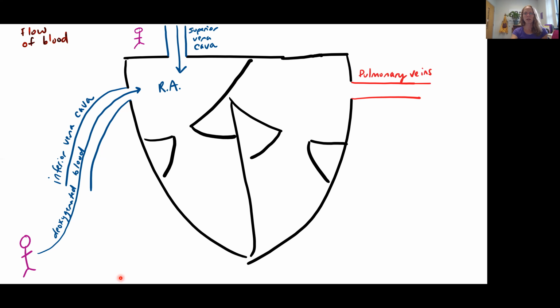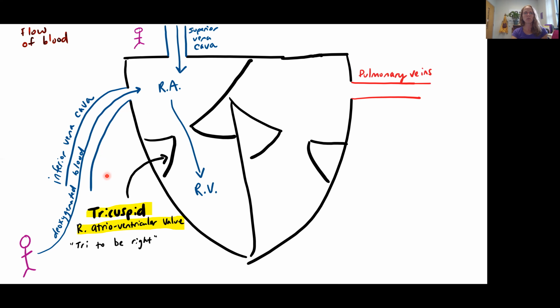From the right atrium, the blood is going to move through a valve. So this valve separating the right atrium and the right ventricle can be referred to either as the tricuspid valve or the right atrioventricular valve, which you can abbreviate as the right AV. If you want a tool to remember that the tricuspid is on the right side, you can remember that you try to be right, okay?